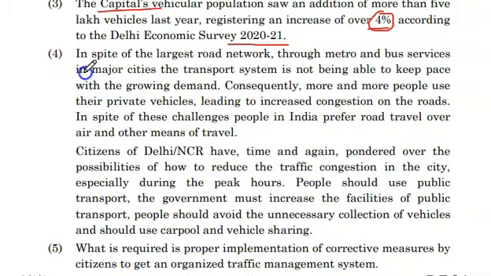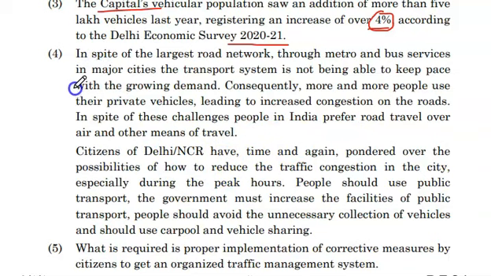Paragraph number 4. In spite of the largest road network through metro and bus services in major cities, the transport system is not being able to keep pace with the growing demand. Consequently, more and more people use their private vehicles, leading to increased congestion on the roads. In spite of these challenges, people in India prefer road travel over air and other means of travel.